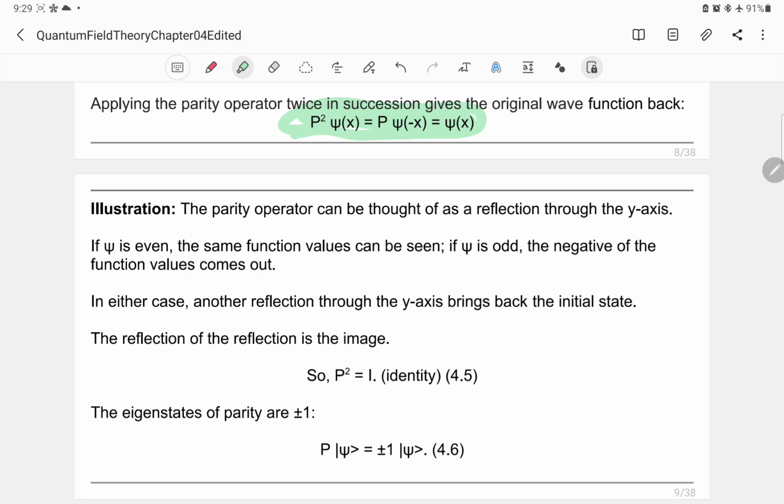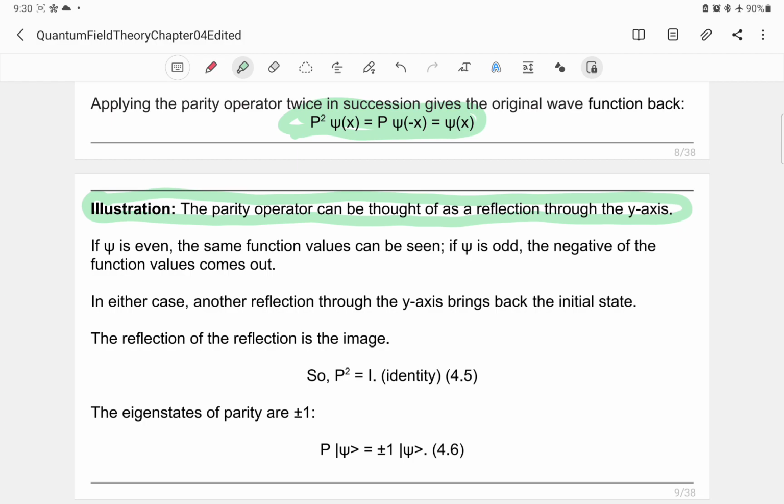In this particular case, the parity operator can be thought of as a reflection through the y-axis. So parity, in symmetry, what we call parity, is dealing with space. So it deals with space. If you invert the space, then you would have that parity going on.